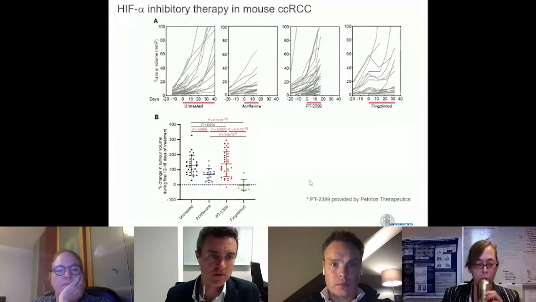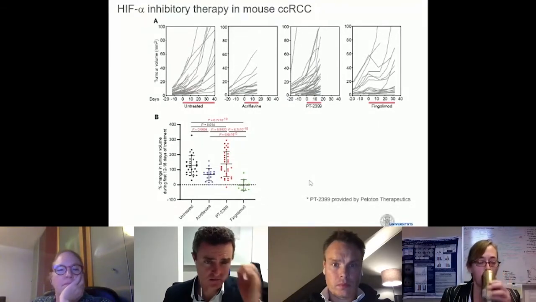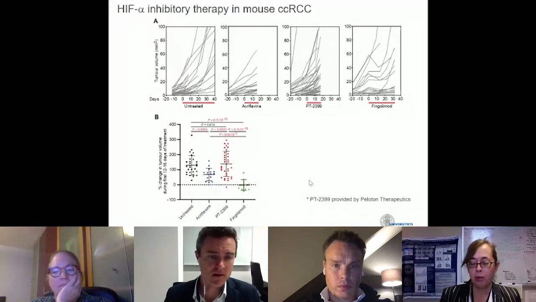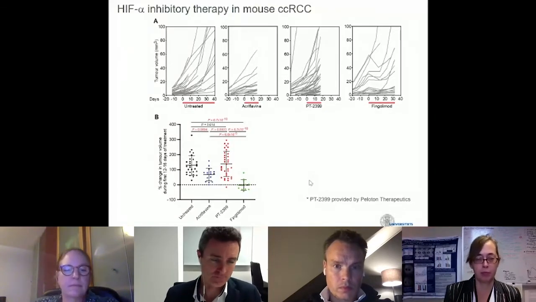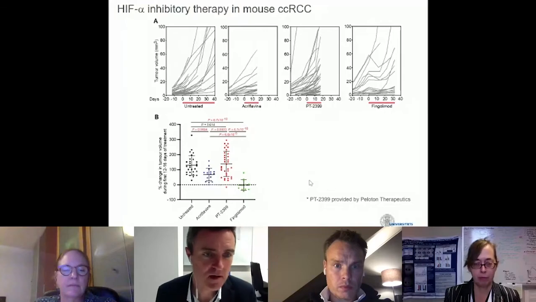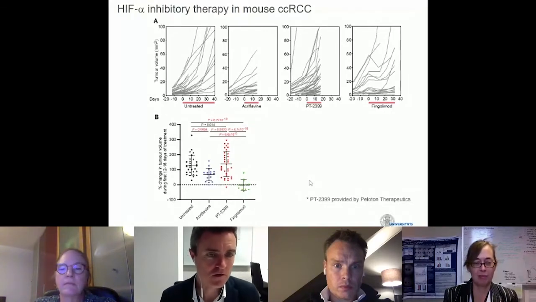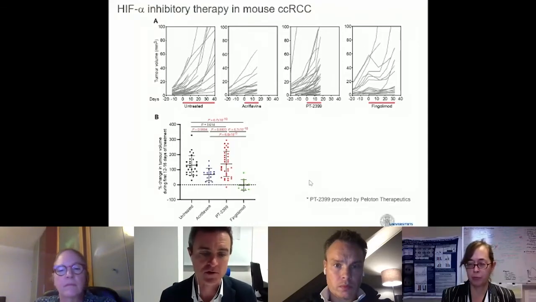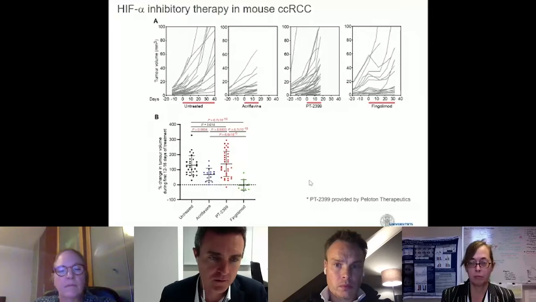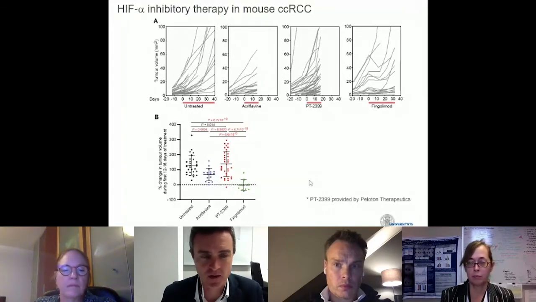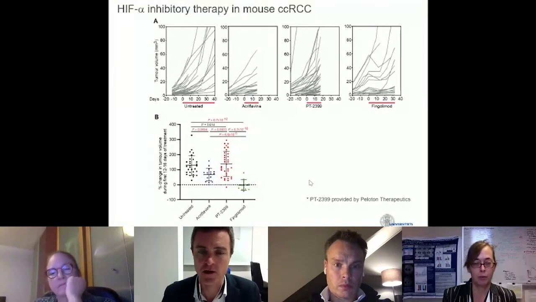If we jump forward now to the results, here you see again really several years of work summarized in one simple slide. Three more slides. You see here on the left panel the tumor growth curves, and the tumors in this model grow exponentially, which is somewhat different to human CCRCC. And these growth curves have now been normalized to the day of treatment initiation. Mice were treated with acroflavin for a short period of time, with the HIF2 inhibitor, PT2399, and also with Fingolimod.